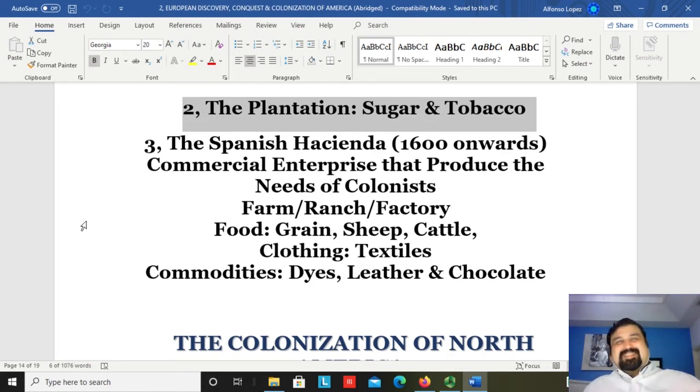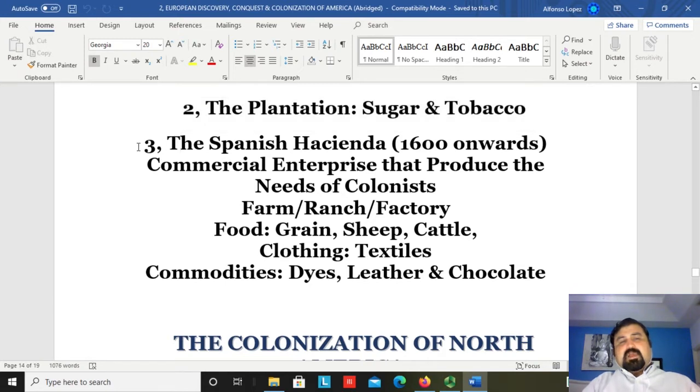It was a commodity, it's a precious good that had a market in places like Europe and also Africa, the Middle East, and elsewhere again. So there's another mercantile enterprise.